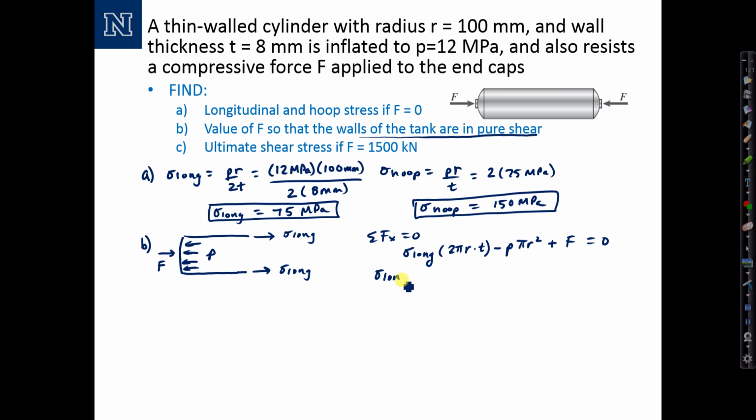Solving for sigma longitudinal, these two are going to switch signs. P pi r squared minus F divided by 2 pi r t. This simplifies to the PR over 2T that we had from before minus F over 2 pi r t.